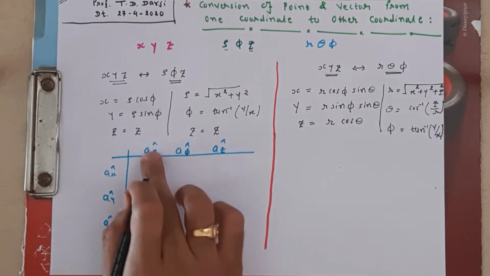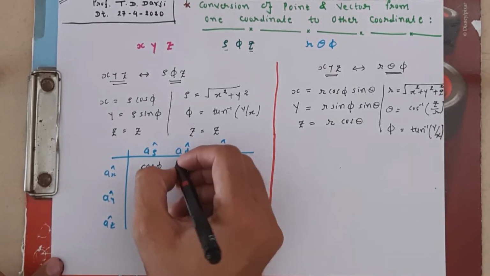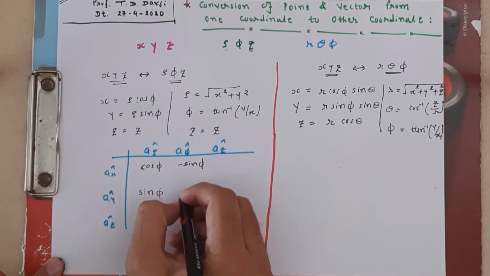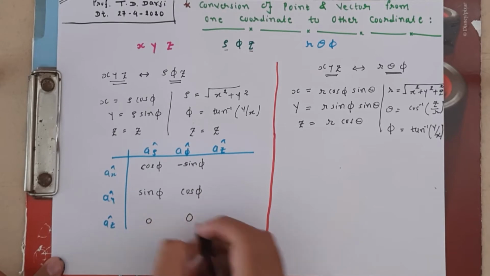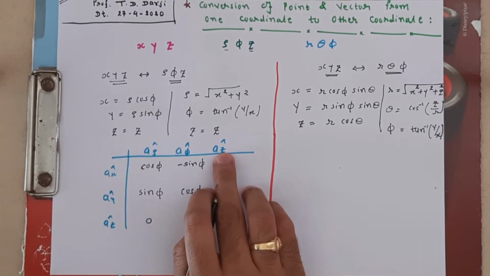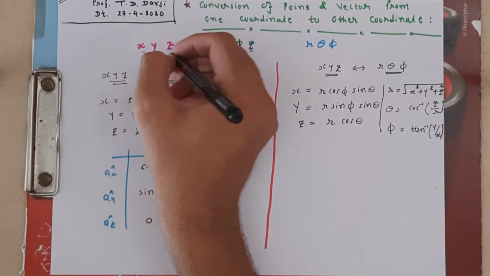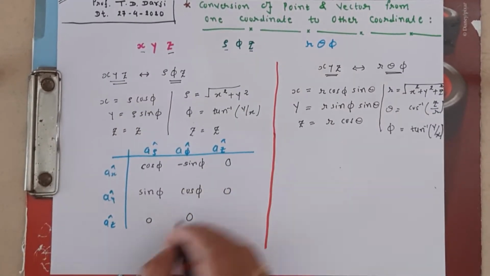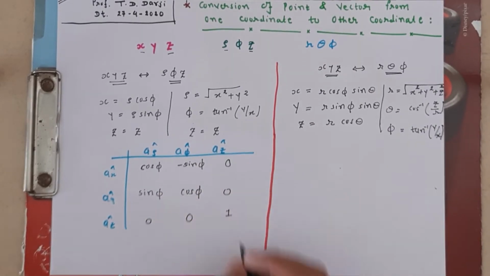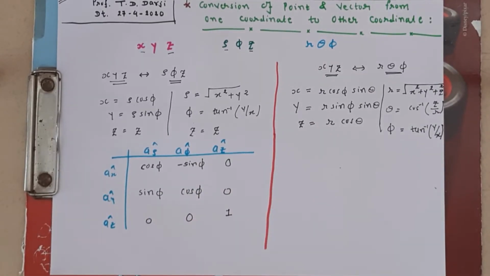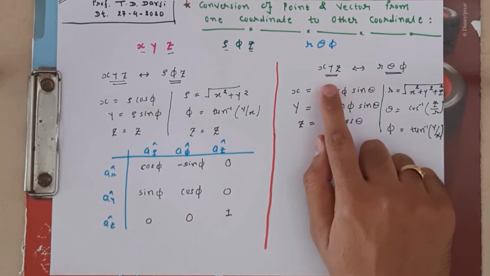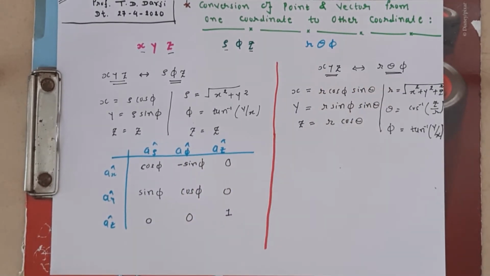Now I just differentiate the first column. The derivative of cos phi is minus sin phi, the derivative of sin phi is cos phi, and the derivative of 0 is 0. Now ax dot az are in the same coordinate, so the answer is 0. ay dot az, the answer is 0, and az dot az, sorry, the answer is 1. Similarly we can write the dot product relationship between the Cartesian and spherical coordinate systems.